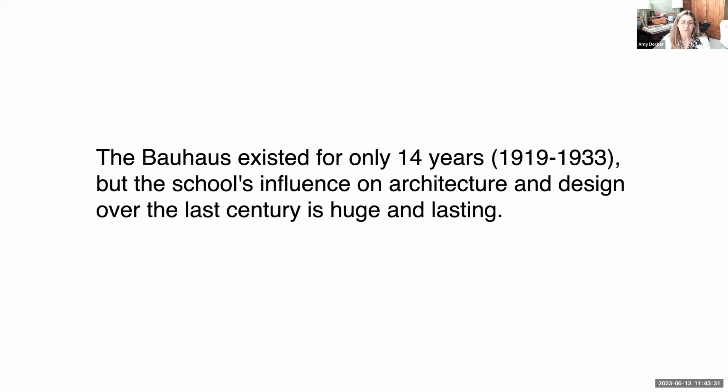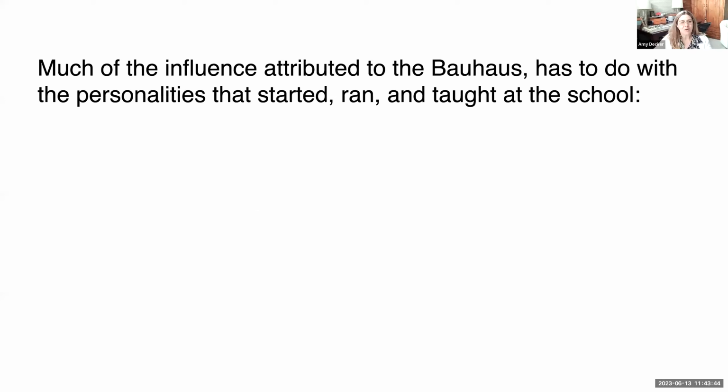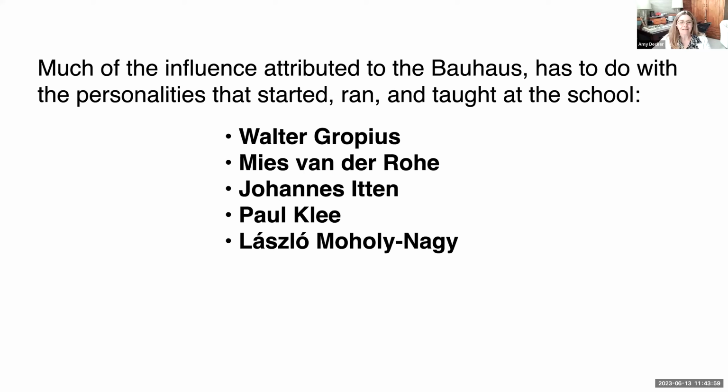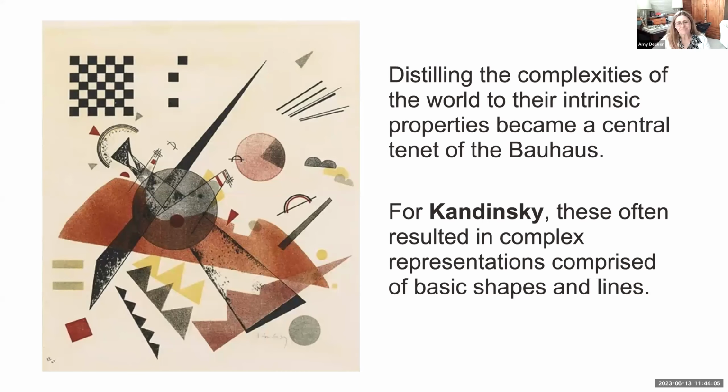The Bauhaus existed for only 14 years, 1919 to 1933. However, the school's influence on architecture and design over the last century is huge and lasting. Much of the influence attributed to the Bauhaus has to do with the personalities that started it, ran it, and taught at the school. Like Walter Gropius, Mies van der Rohe, Johannes Itten, Paul Klee, Laszlo Moholy-Nagy, and Wassily Kandinsky. Let's look at a few of their works.